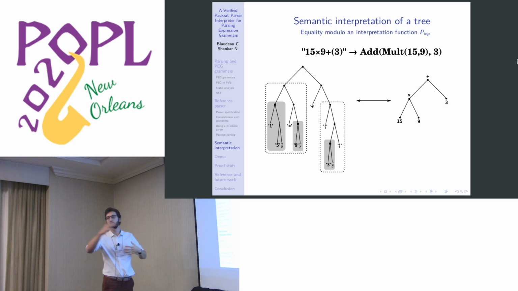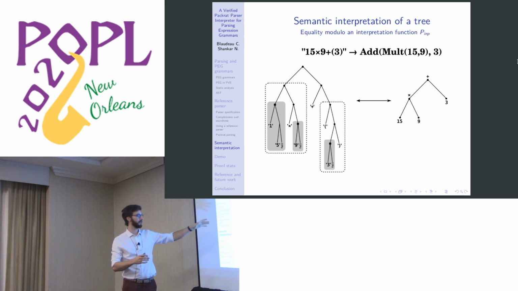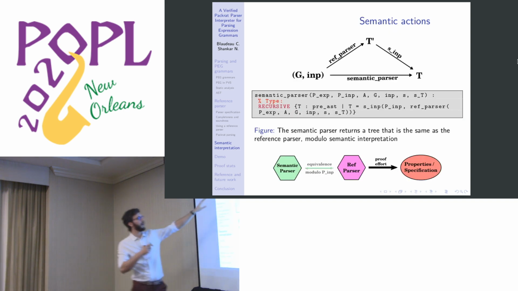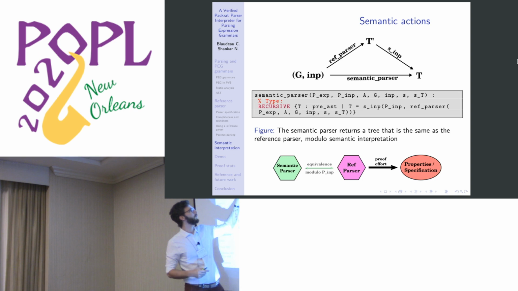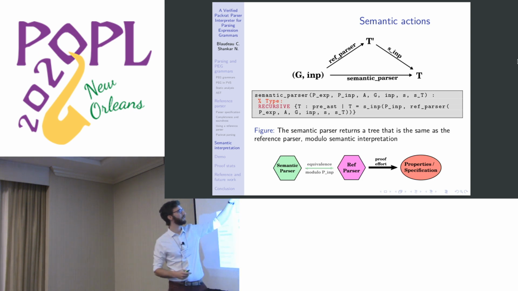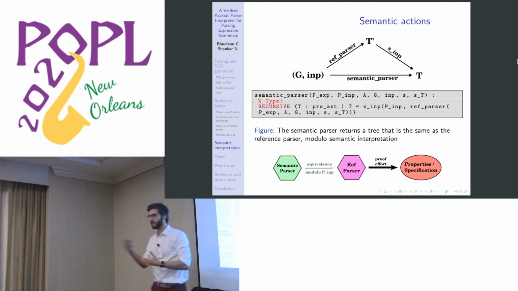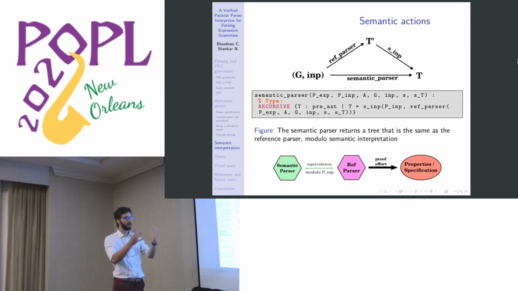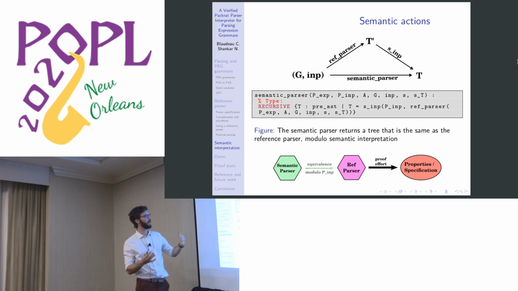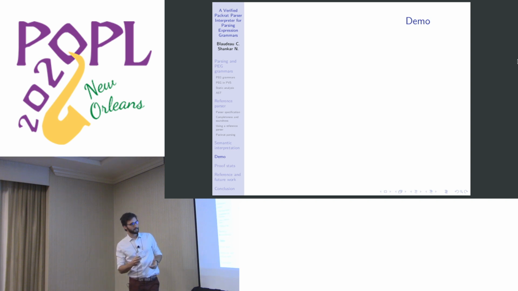So you have this semantic interpretation of the full tree that contains the failing branches. Then you can say, okay, I have my grammar and my input, and I compute the reference parser, and then I do the semantic interpretation. And that's the same thing as using my semantic parser. So that idea is to play around this notion of equivalence, to have a more complex notion of equivalence, modulo an interpretation of the trees. And that gives you the semantic parser. So let's take a look at a simple demo.